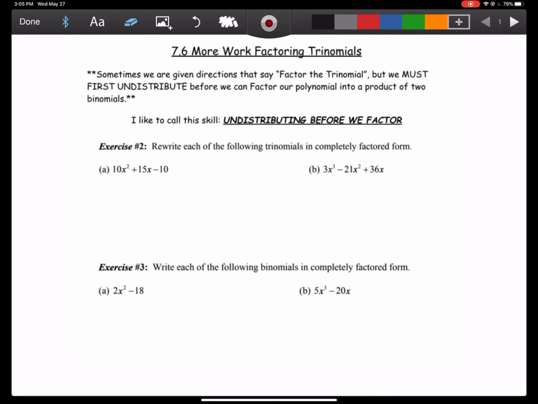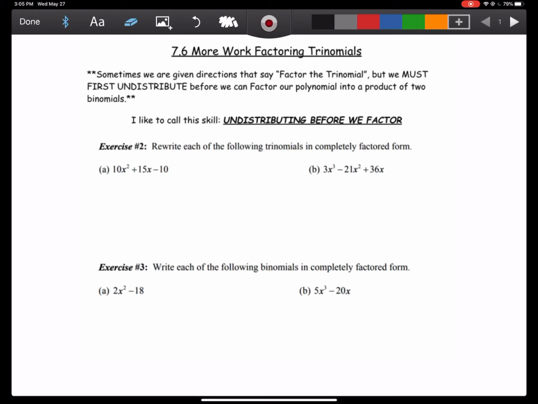7.6, more work factoring trinomials. And then my star, it says, sometimes we are given directions that say factor the trinomial, but we must first undistribute before we can factor our polynomial into a product of two binomials. I like to call this skill undistributing before we factor. I just made that up. But some variation of that in my head has always been what I call this.